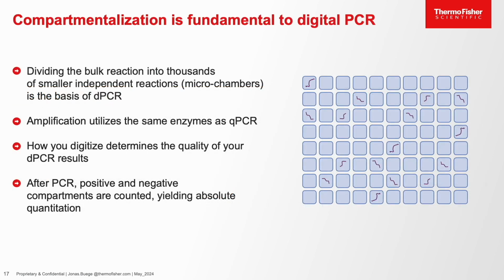The key to effective digital PCR is robust, consistent compartmentalization of a bulk PCR reaction. Amplification requires all of the same major components needed for qPCR. The method used for dividing your sample into reaction volumes can have a major impact on the number, size, and consistency of the individual microreactions, all of which are key elements in data quality. After amplification, both positive and negative microreactions are simply counted. It is just binary, ultimately yielding an absolute quantitation of known targets.